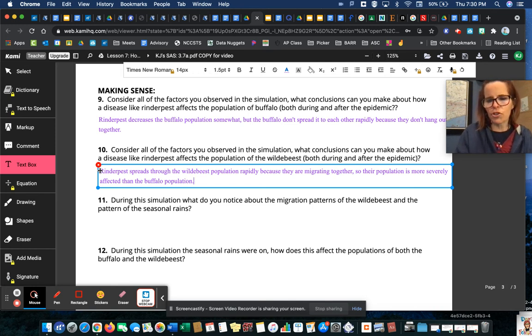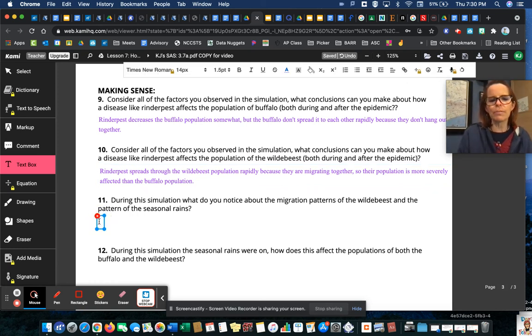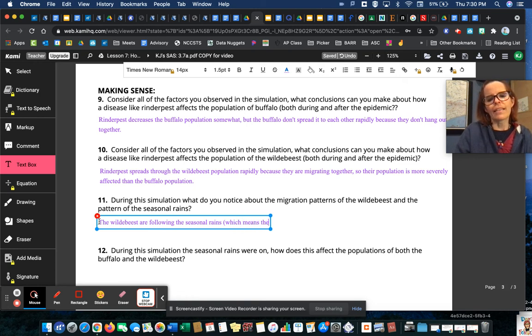If I'm going too fast for you, just pause the video at any time so that you can get caught up. You know how to do that. Okay, number 11. During this simulation, what do you notice about the migration patterns of the wildebeest and the pattern of the seasonal rains? So the wildebeest are following the seasonal rains, which means they're following new growth of plants. How about that? So it's new food for them.